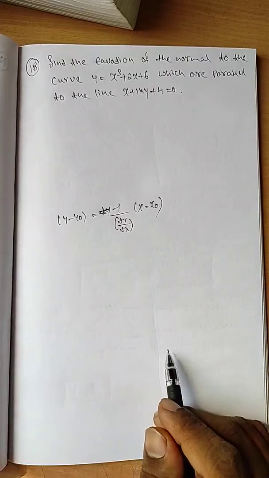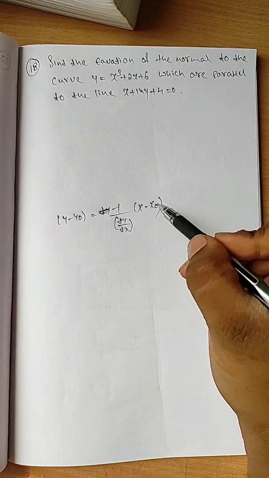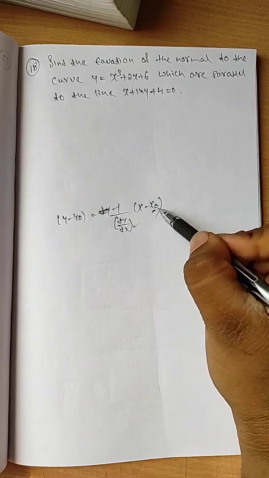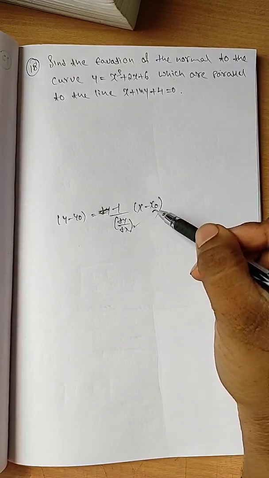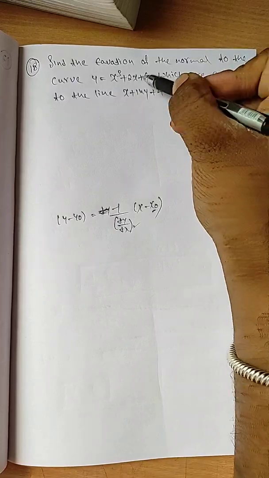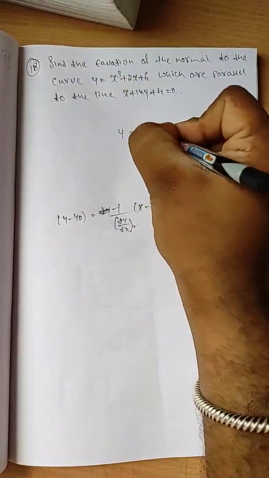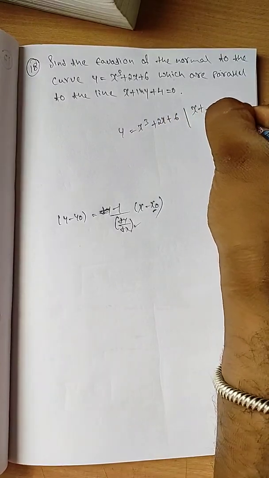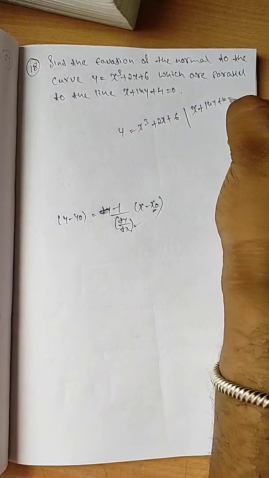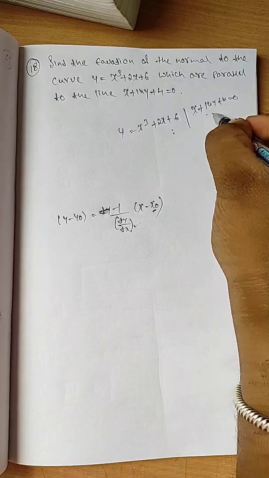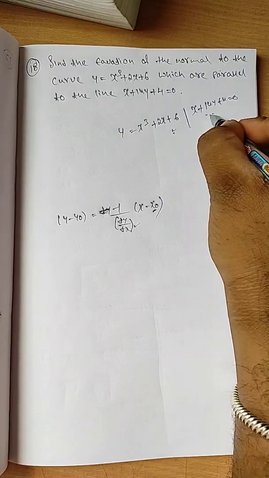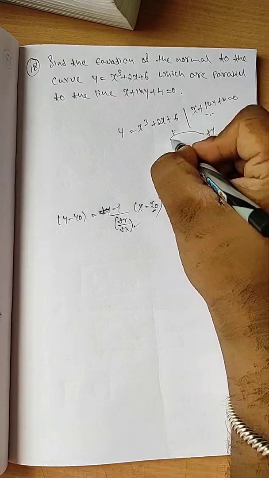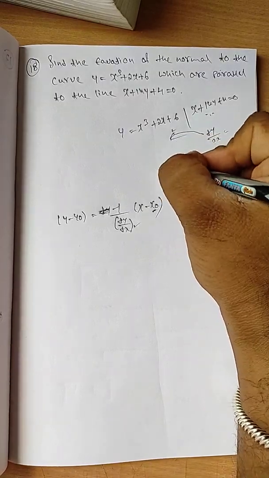Is it clear? So now to find the equation of a normal, we need a point and slope. We need point and slope. Since these two lines, y is equal to x cube plus 2x plus 6 and x plus 14y plus 4 is equal to 0, are parallel, the slopes are equal. Then you get dy by dx here. Substitute this dy by dx into the curve, then you get the points.